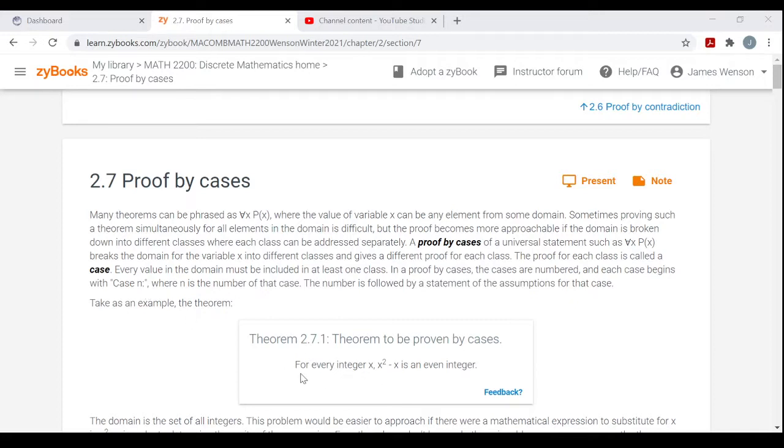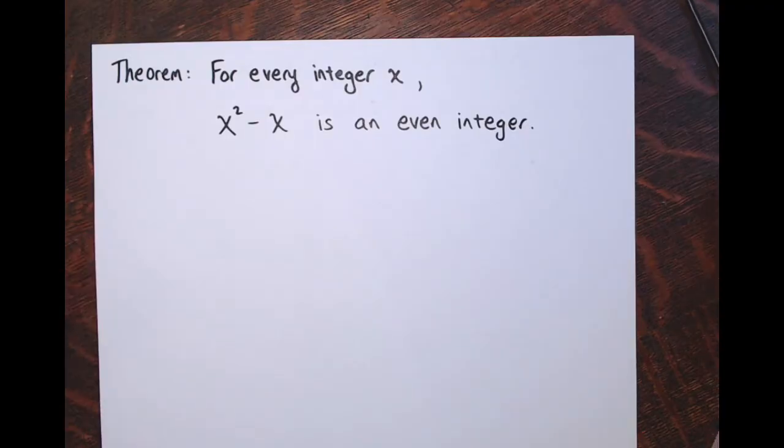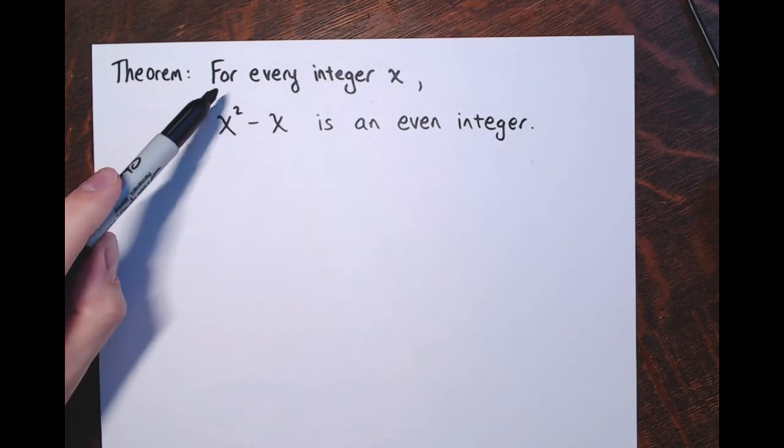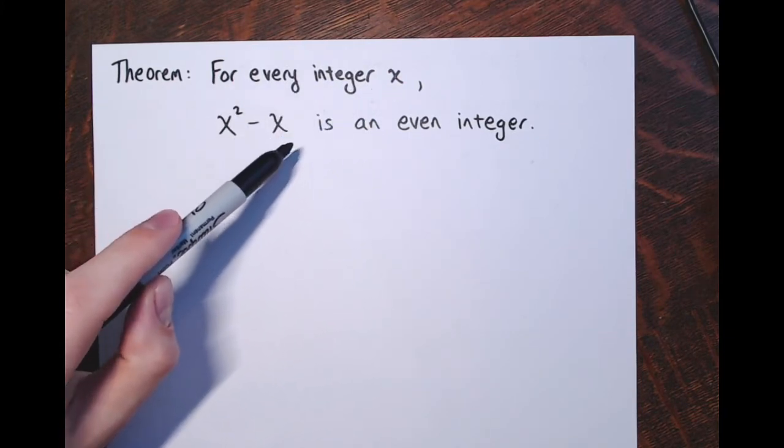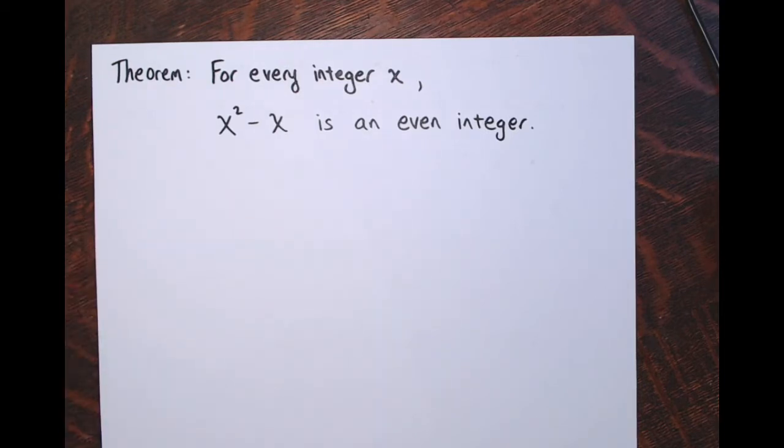So I'll go to a piece of paper and we'll start with this theorem here. A theorem to be proven by cases. For every integer x, x squared minus x is an even integer. I'll write that out and show you this first example of a proof by cases. So here's the statement again. The theorem: for every integer x, x squared minus x will be an even integer.